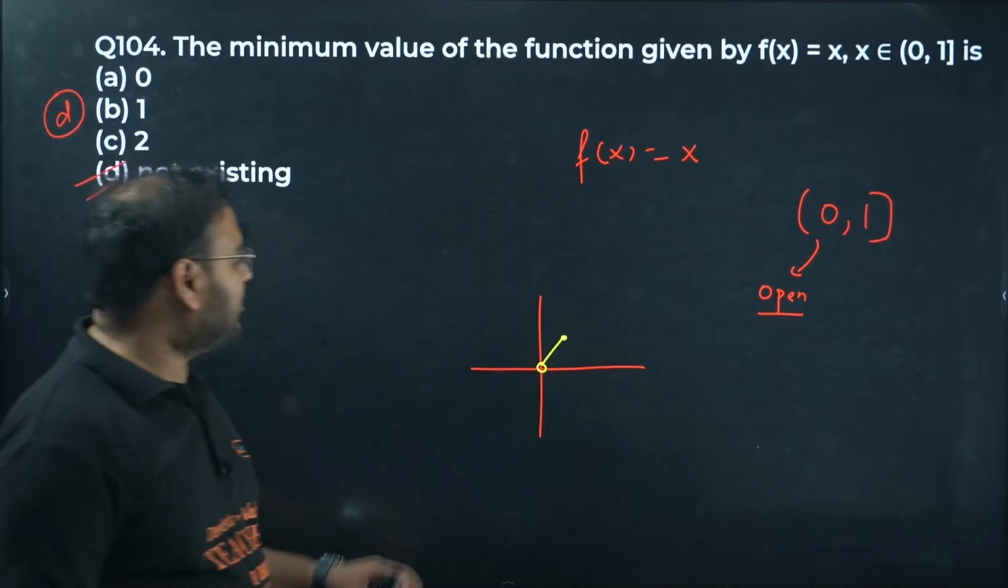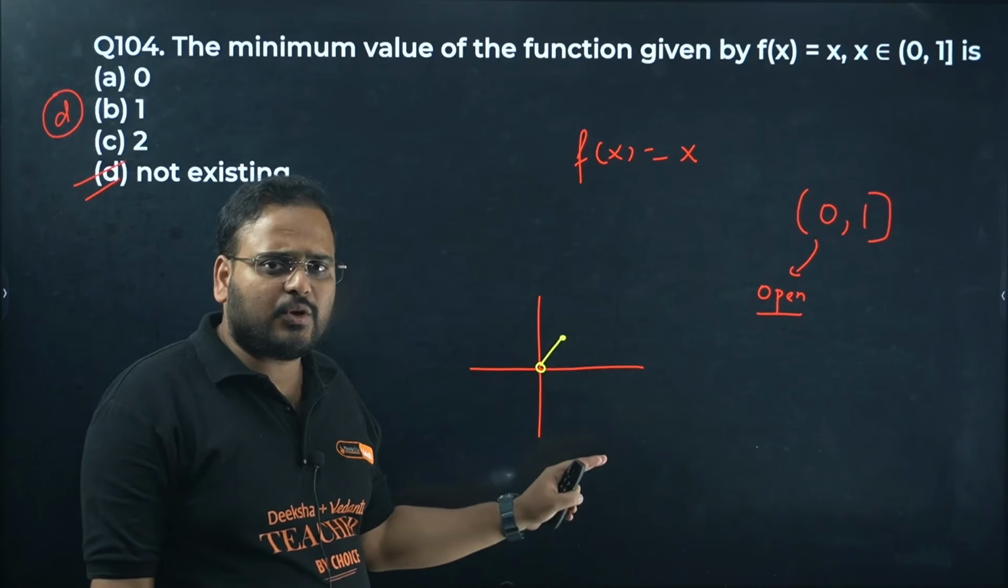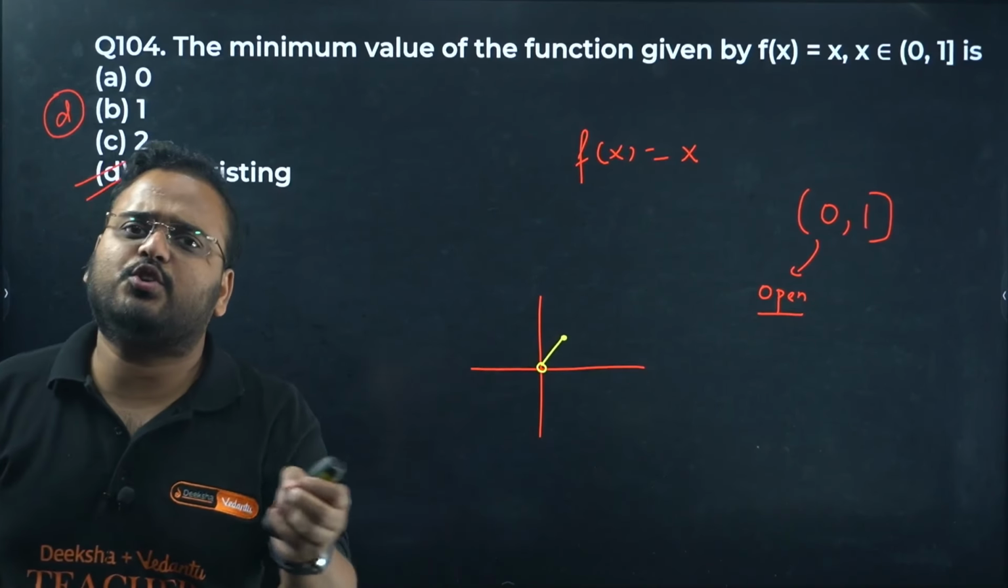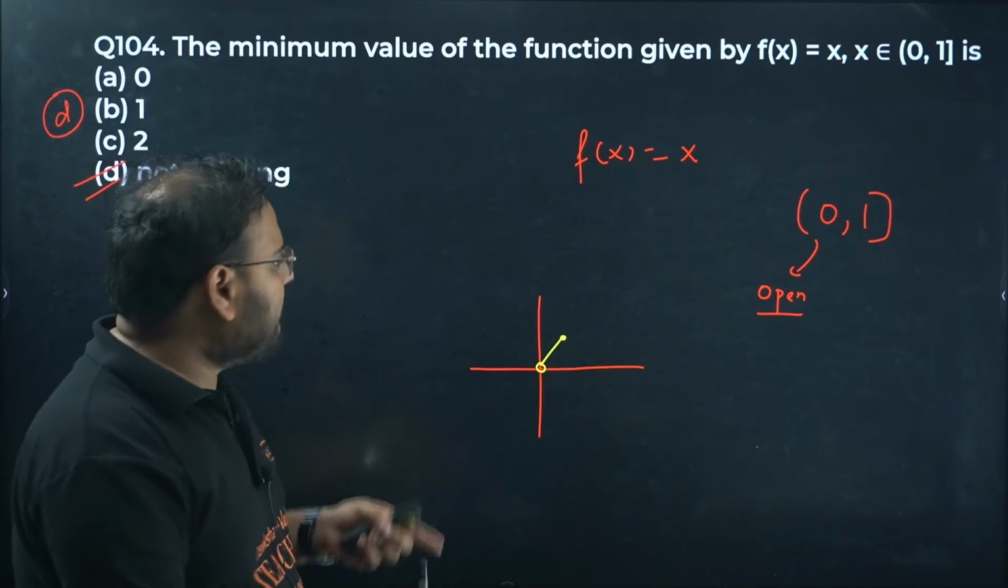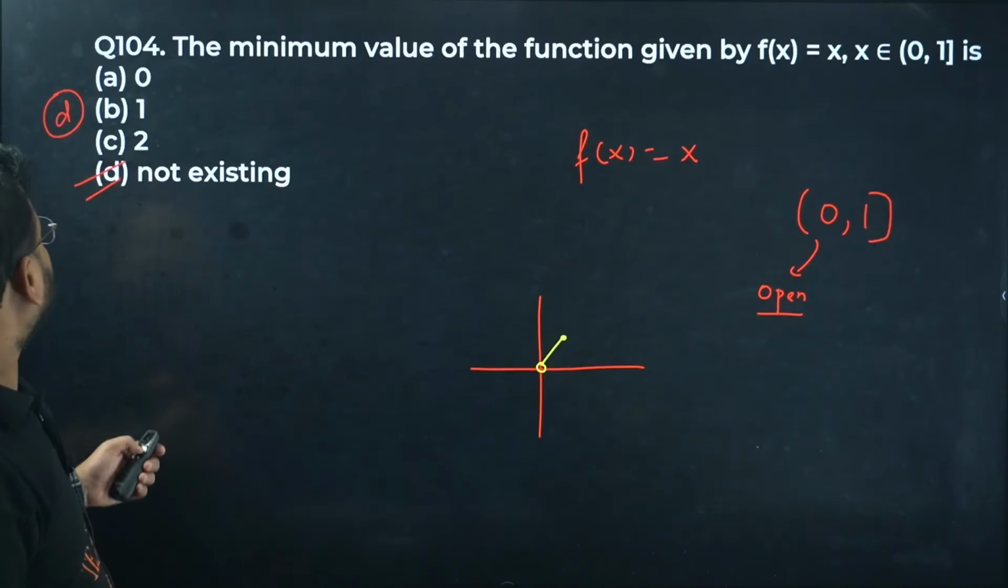Some of you might say, sir, what about just after 0? What is that point? Can you define just after 0? It's not defined, okay? It's an undefined point. If you say 0.0000001, I'll say take one more 0. So the minimum value does not exist in this question. Okay, answer is D. Next, question number 105.